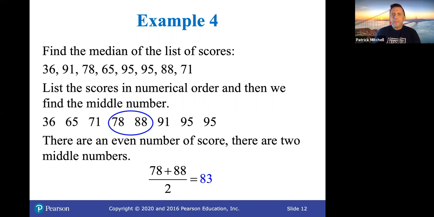So the interpretation of the median is that half of the scores are less than or equal to 83. Half of the scores are greater than or equal to 83. All right. So the median gives you a boundary between the top half and the bottom half.